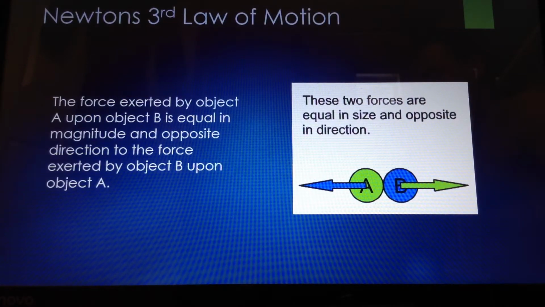Newton's third law of motion is the law of action and reaction. It explains the nature of the forces between two interacting objects. According to the law, the force exerted by object A upon object B is equal in magnitude and opposite in direction to the force exerted by object B upon object A. This principle is demonstrated in the video by the man's arm swing opposing the movement in his legs.